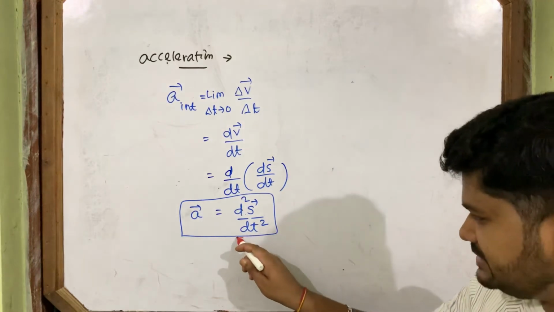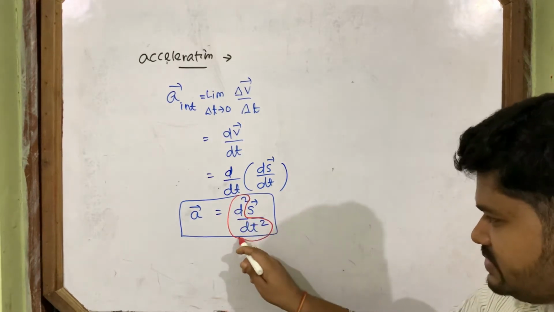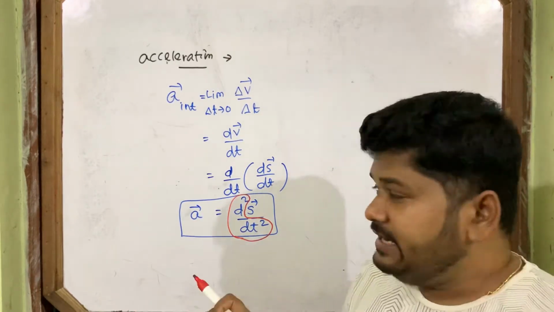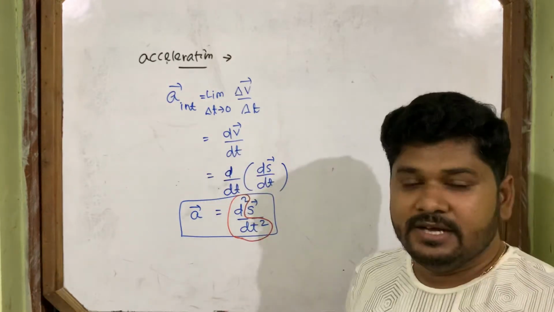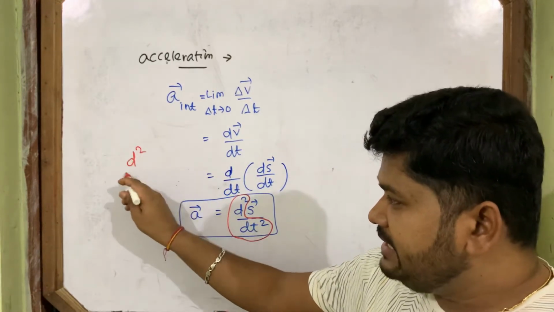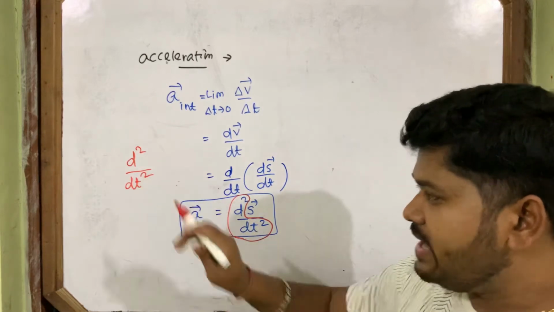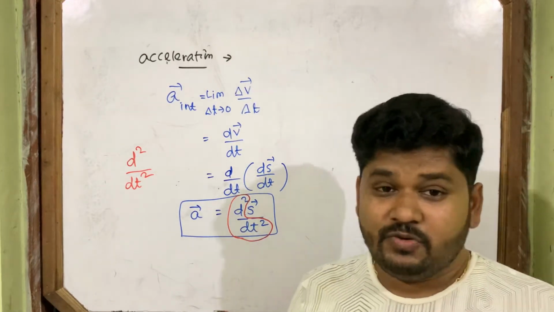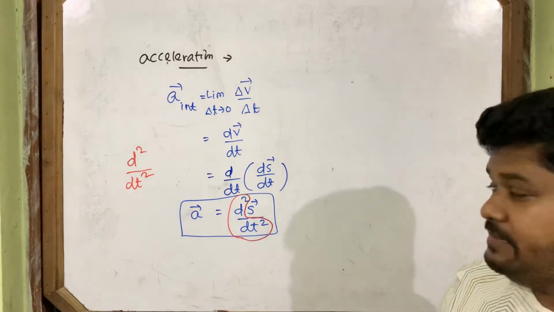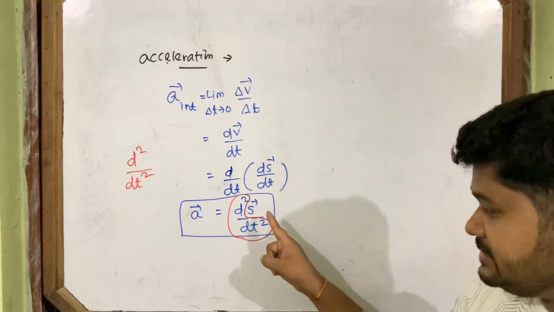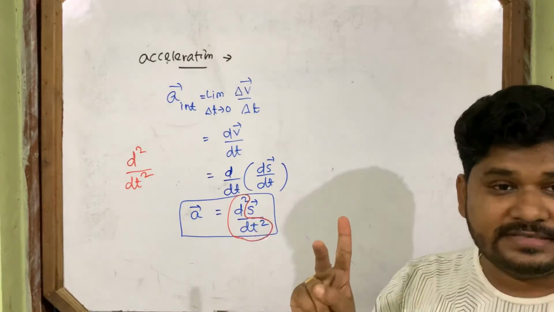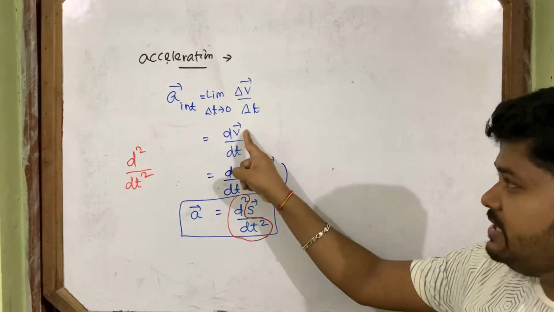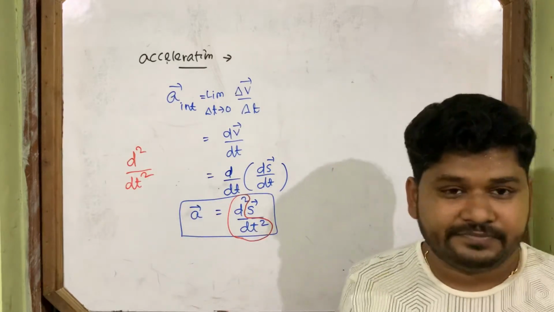Why? Because d square by dt square is the symbol of a double derivative. The derivative symbol is d by dt, but the double derivative symbol is d square by dt square. So no mistake I have done here. Remember, double derivative means the derivative of displacement is done twice. When the derivative is done first, we get velocity. When the derivative is done again, we get acceleration.